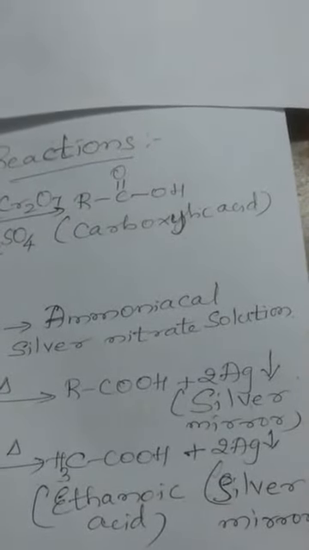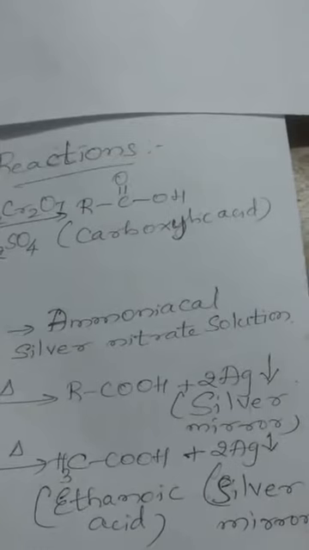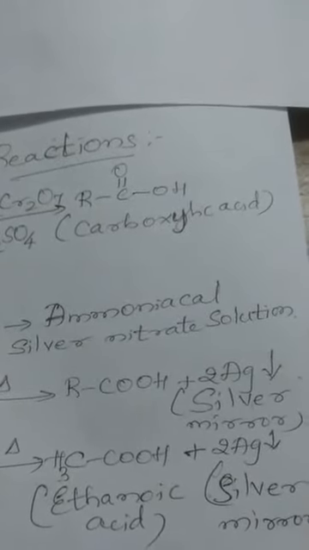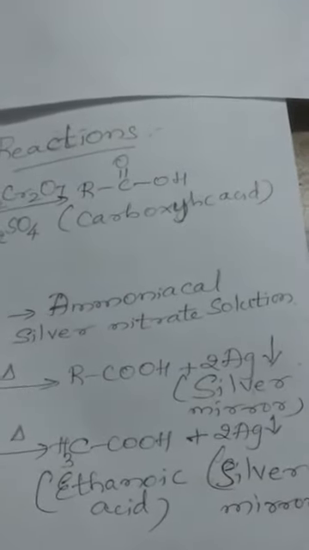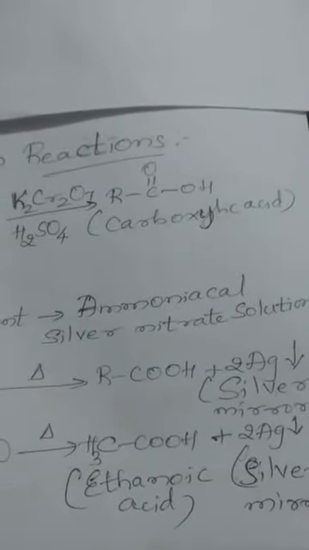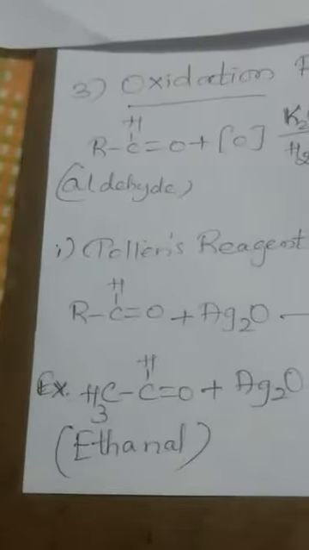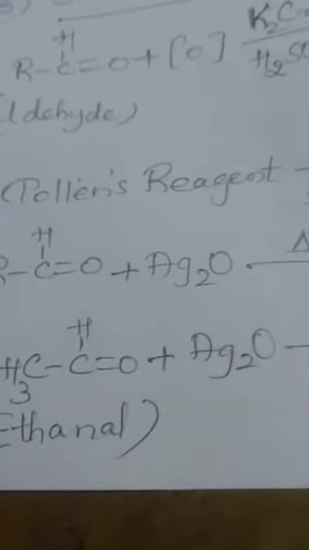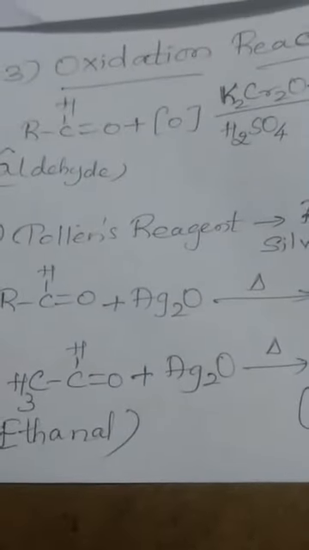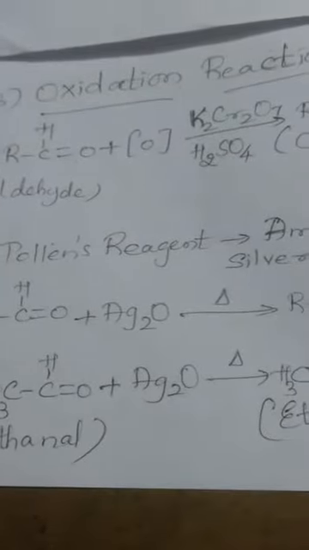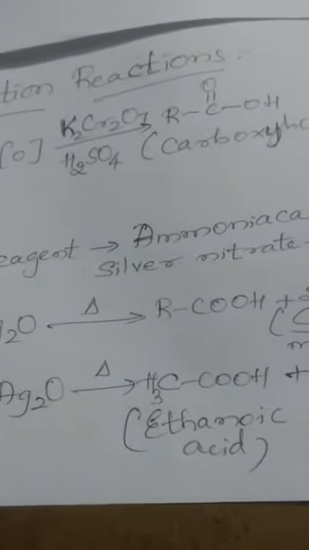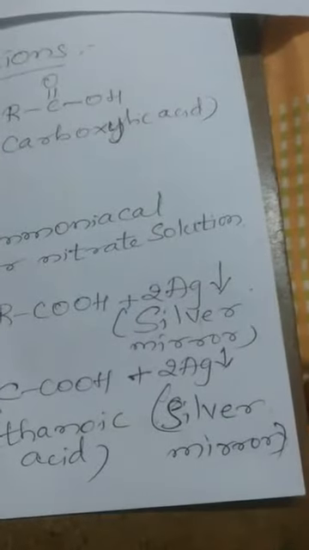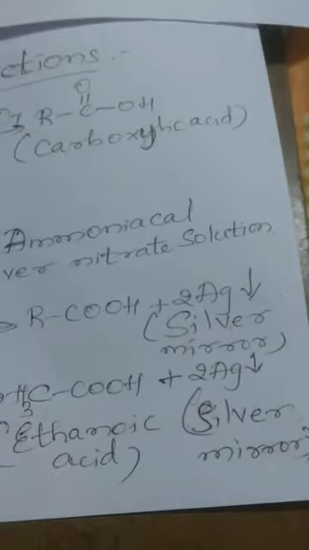The downward arrow indicates the precipitate. Silver mirror is formed on the cooler parts of the test tube if you carry out the test in the laboratory. So either you get a silver mirror or sometimes even a black precipitate. For example, if you take ethanal, CH3CHO, with the Tollens reagent Ag2O, you will get the product on heating as ethanoic acid, CH3COOH, plus silver mirror, that is 2Ag. Downward arrow is indicated.